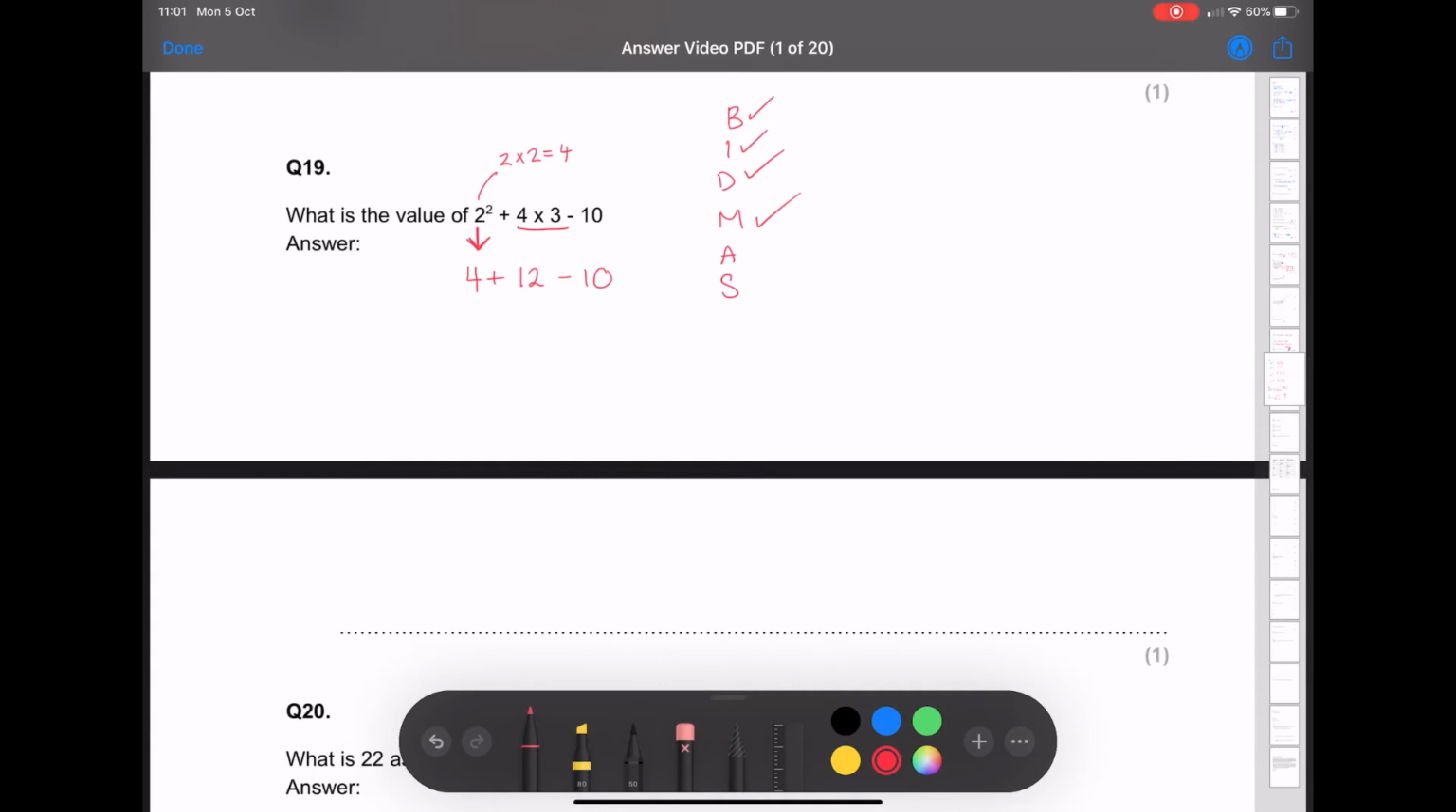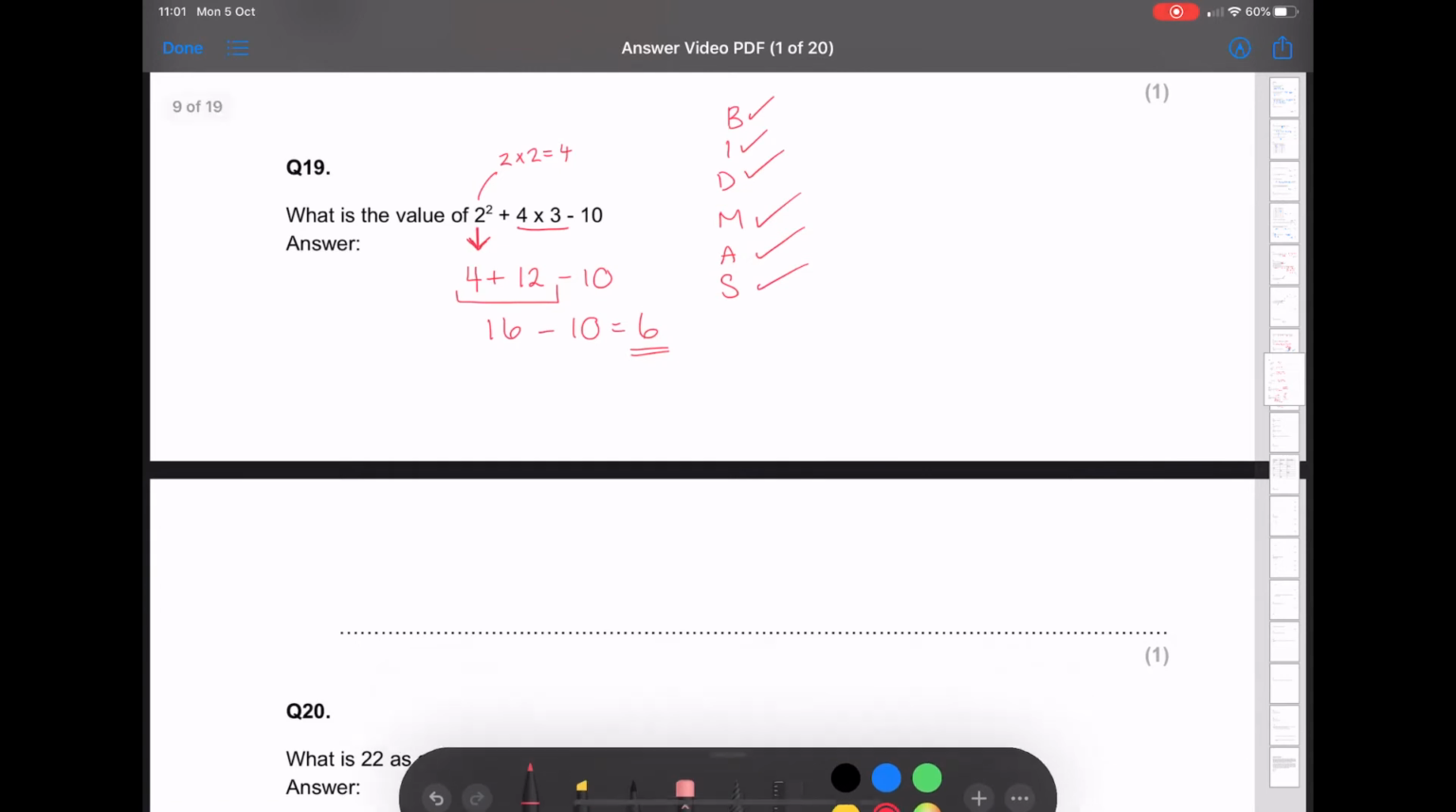So now I've just got this add and take away sum, which is fine. So 4 plus 12 is 16. And then 16 take away 10 is 6. So just follow the BIDMAS rules and you will not get it wrong, okay?